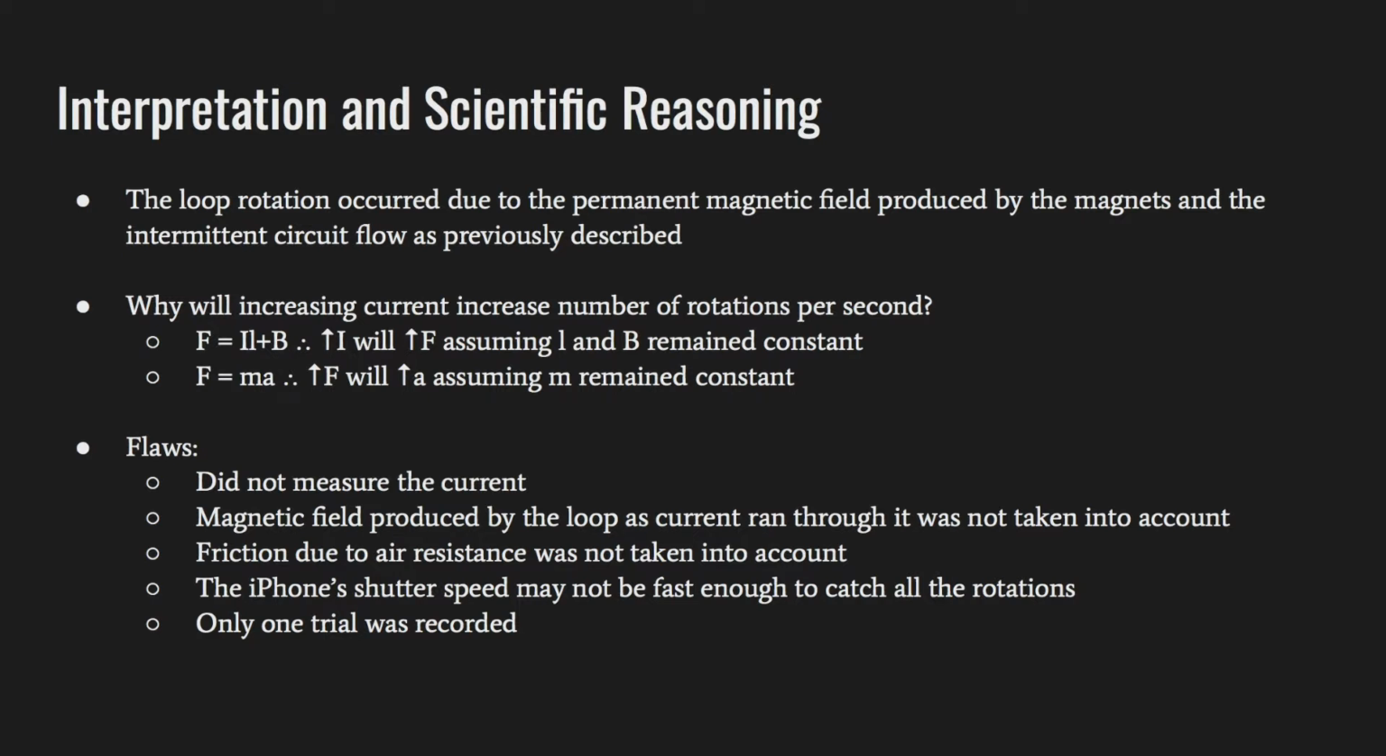The loop rotation occurred due to the permanent magnetic field produced by the magnets and the intermittent circuit flow as previously described. We wanted to know, why will increasing the current increase the number of rotations per second? Well, we know that force equals current times length times the magnetic field. Therefore, as you increase current, you will increase your force, assuming length and magnetic field remain constant.